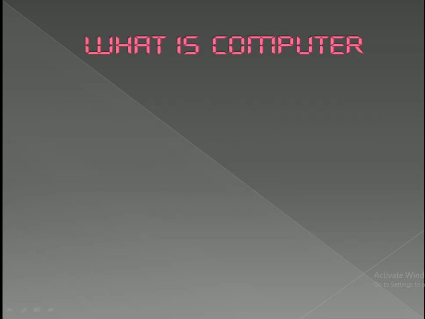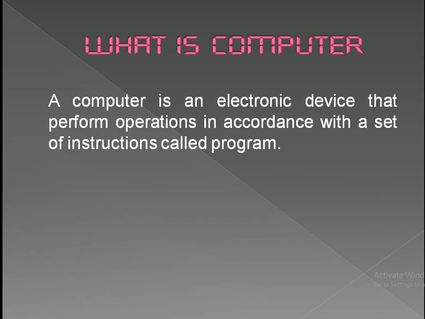What is a computer? In a general way, a computer is an electronic device that can perform a variety of operations in accordance with a set of instructions called a program. A computer can access and process data millions of times faster than a human can.